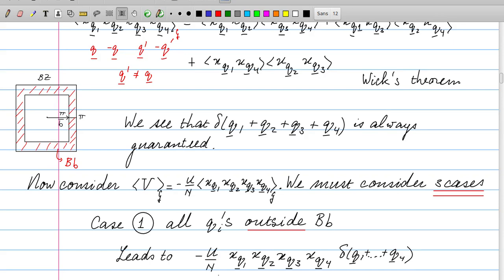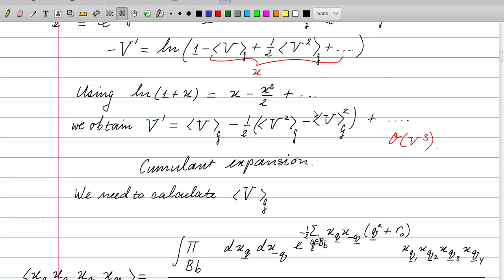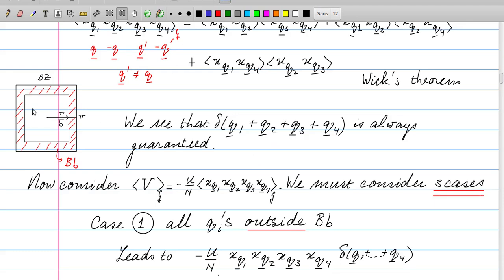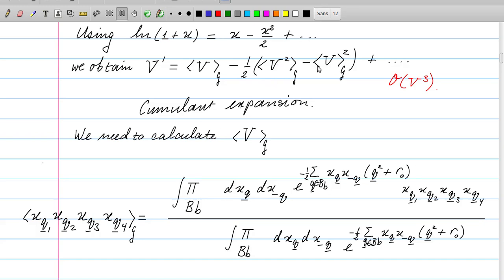Now, going back a little bit to recapitulate what we are doing and where we are, we had to calculate the contributions due to different terms in the cumulant expansion. So the first term was the expectation value of v, which occurs here. And we have just gone through 3 different cases depending on which of the q's are inside or outside the central part of the Brillouin zone. So the next job is to calculate the expectation value of v squared, and that's where we will turn to now.